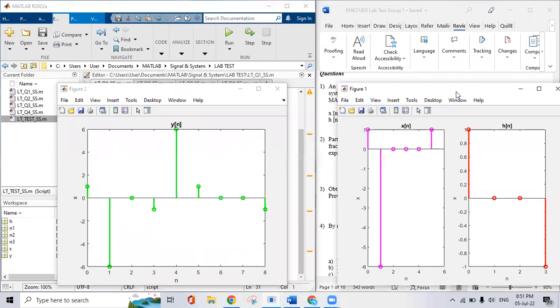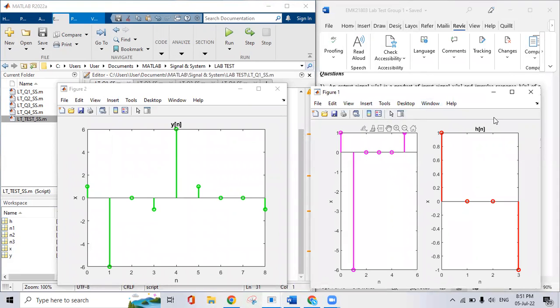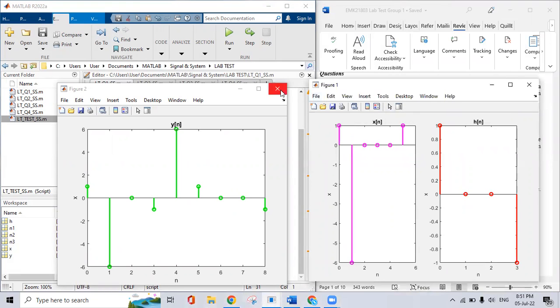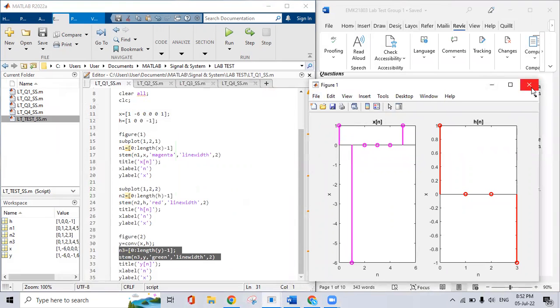So as the doctor can see, this is my input signal, this is my impulse response, and this is the output from the convolution, which is the output signal. Okay, let us proceed to the next question.